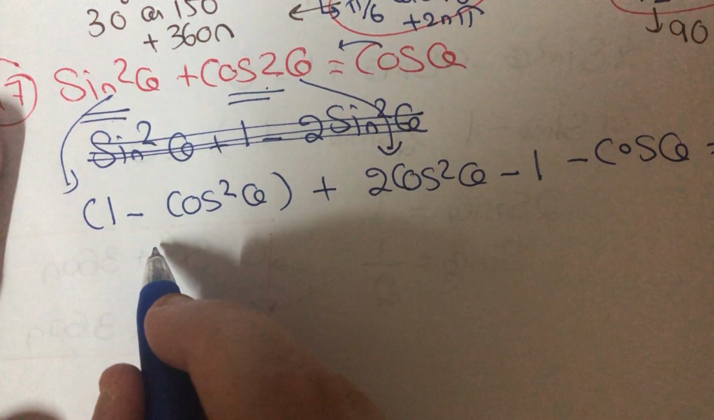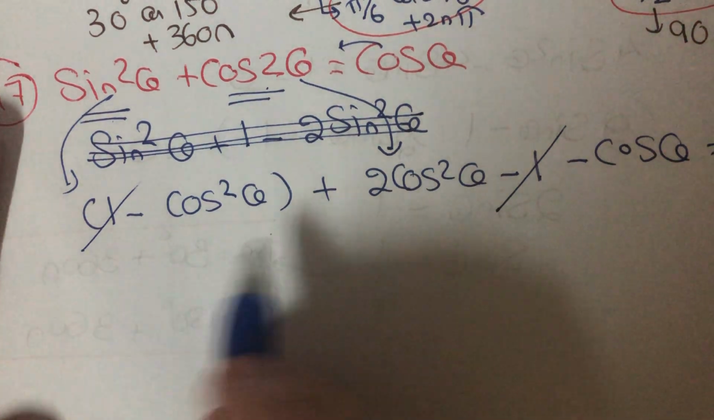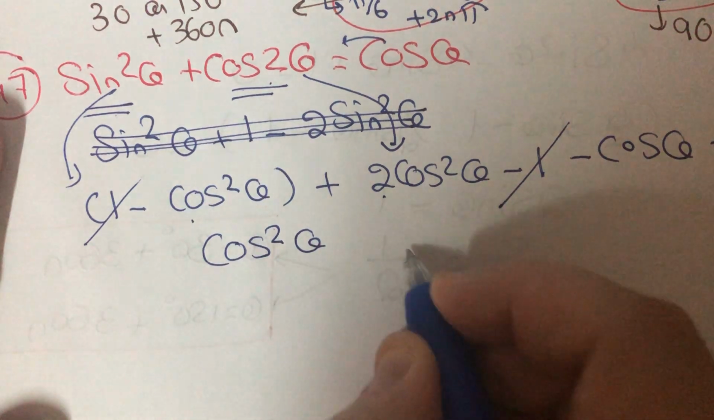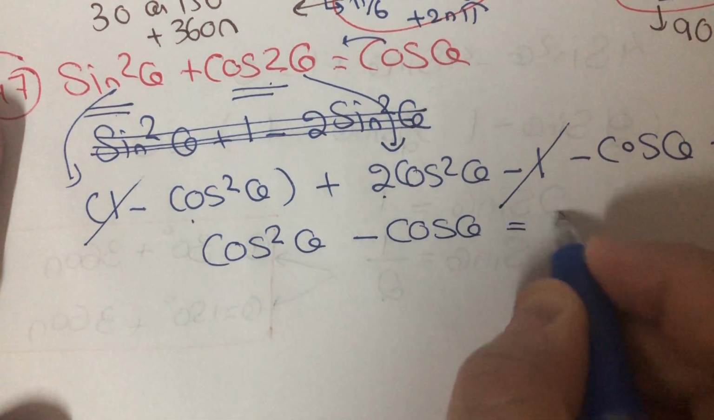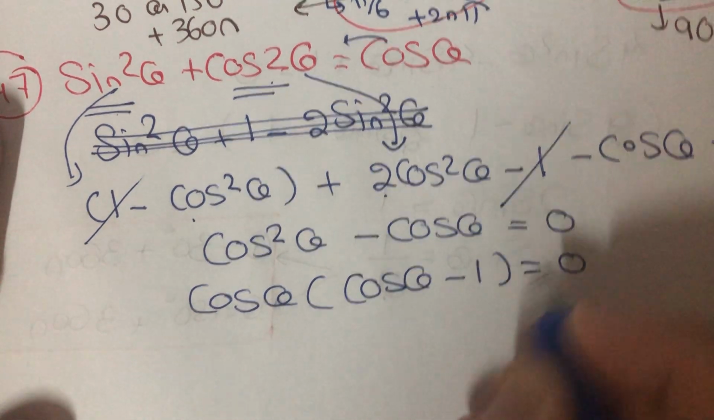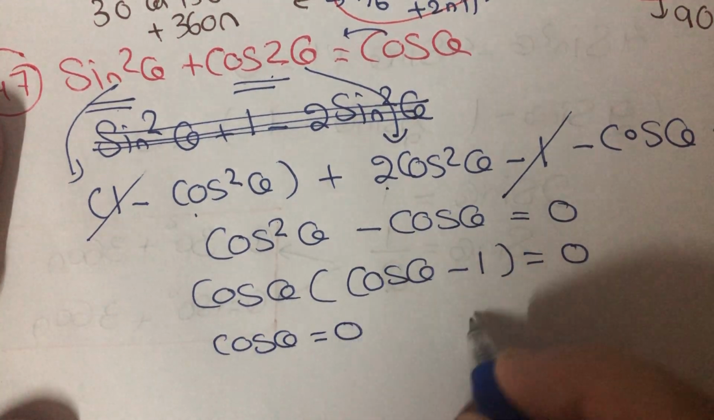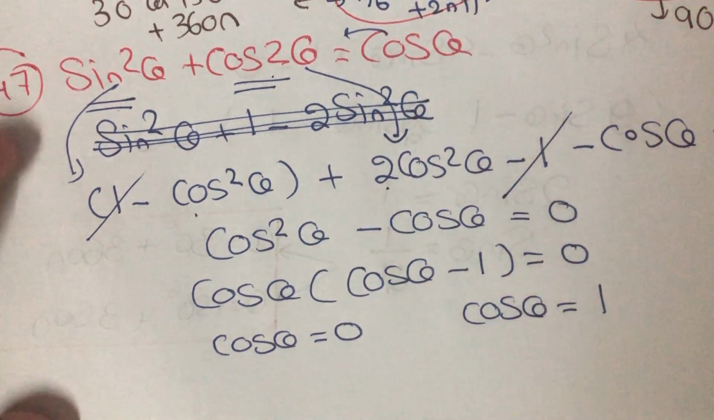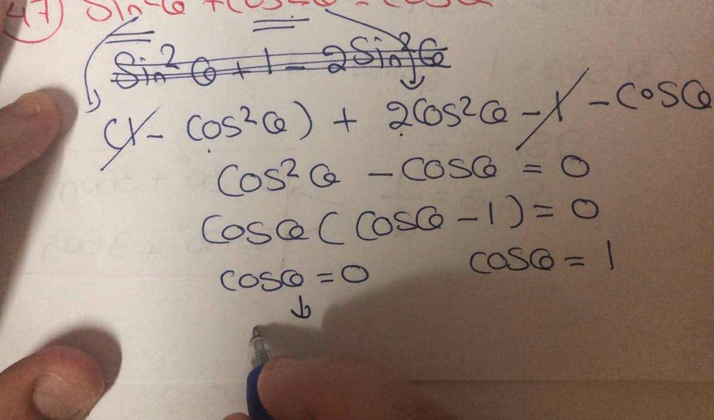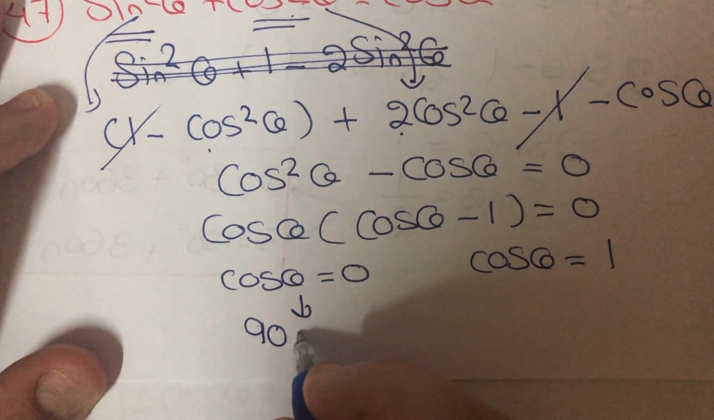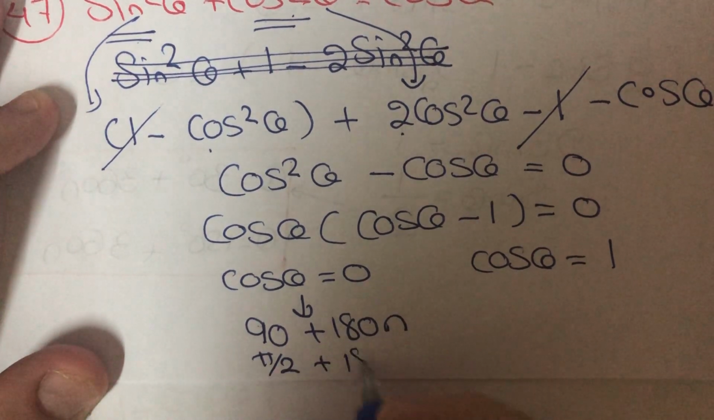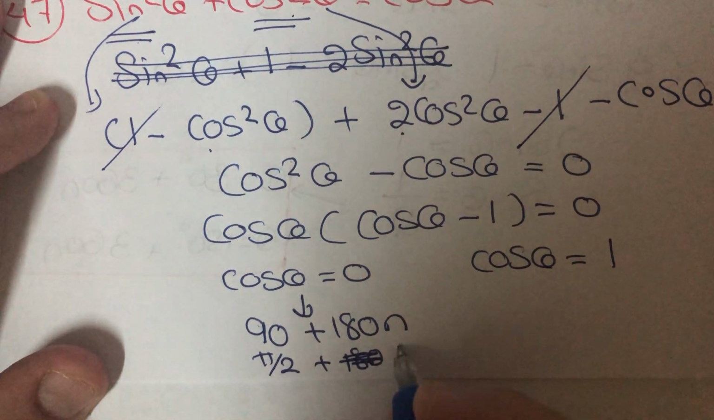So now I have a 1 and a -1. They will cancel each other. A 2 and minus cosine squared theta would be 1 cosine squared theta minus cosine theta is equal to 0. Take a common factor. Cosine theta times cosine theta minus 1 equals 0. Either cosine theta equals 0 or cosine theta equals 1. Cosine theta equals 0 only at 90, this is one option, plus 180n, or pi over 2 plus pi n.